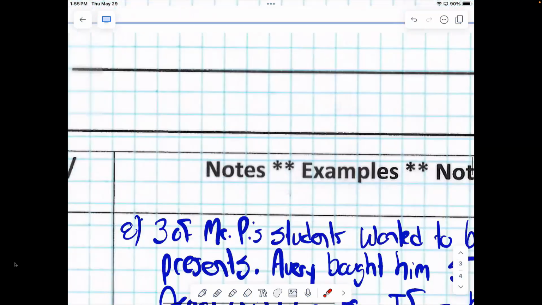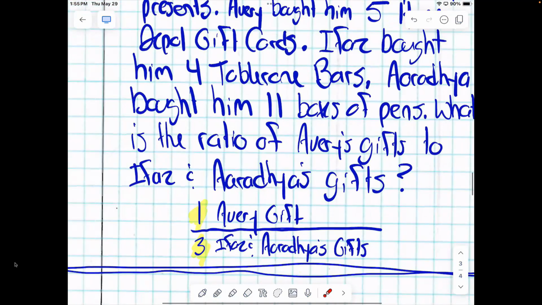Okay. And sometimes you're going to have word problems, and you're going to see the word and. What does and mean in math? It also is talking about a decimal point, but it can also mean to what? What?